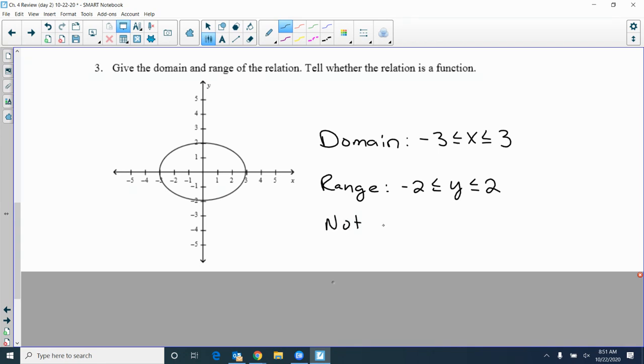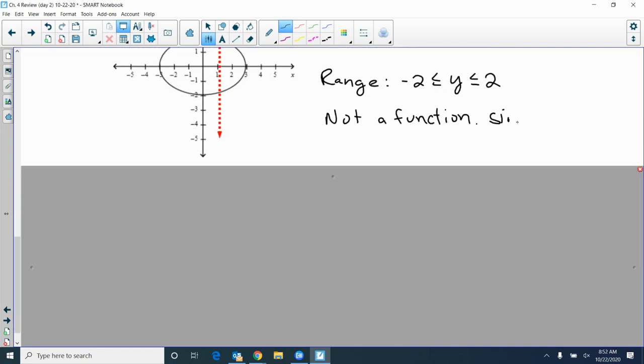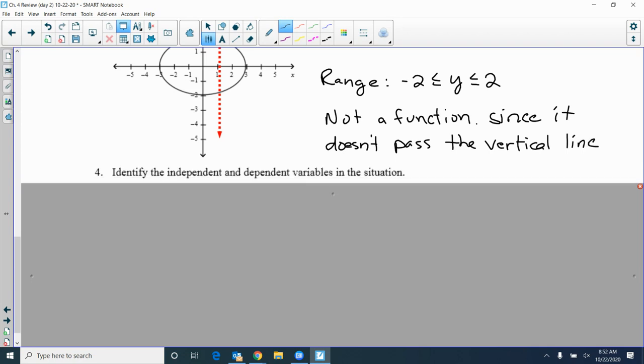Now here's the big key for tomorrow: it will say why. And you gotta tell me that answer, Colin. Doesn't pass the vertical line test. For a graph, you can say it doesn't pass the vertical line test. I can draw a vertical line that hits it at more than one point. So since it doesn't pass, it's not a function. Okay.